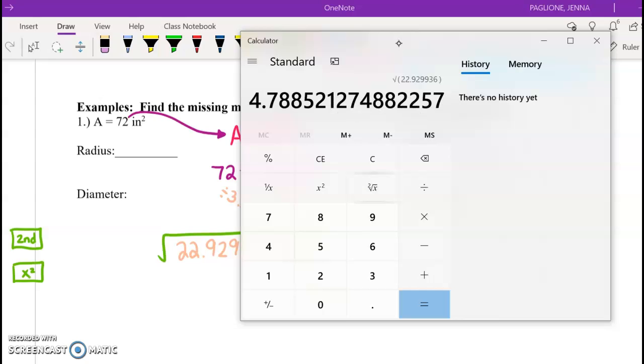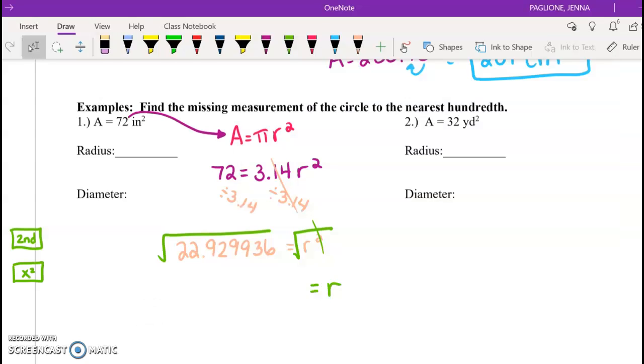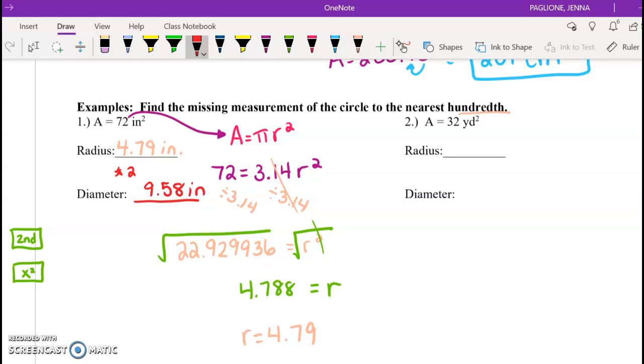It's 4.788, and they want us to round it to the nearest hundredth. So that means my radius is 4.79 inches. And the diameter, I would take that and multiply by 2. So 4.79 times 2 gives me a diameter of 9.58 inches.